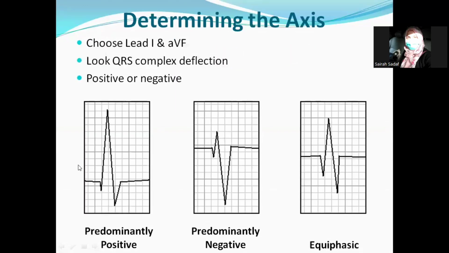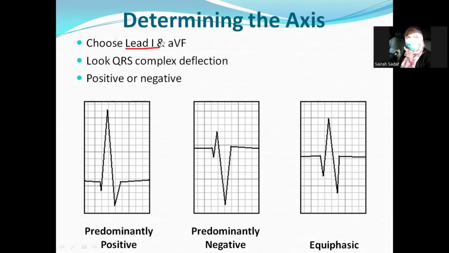Now, determining the axis. What you have to do? First, you have to choose the two leads. These two leads are lead 1 and lead AVF. Someone of you may ask why lead 1 and why lead AVF? I will tell you later. Just know right now that these two leads intersect each other and they are perpendicular to each other. Just keep that in mind. And both are in the axis of the heart.